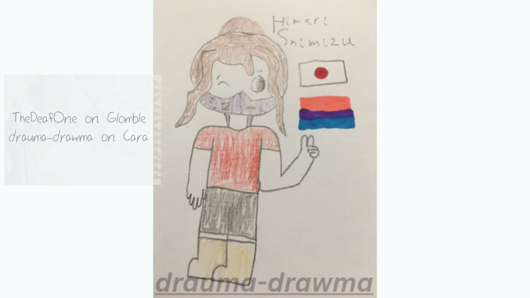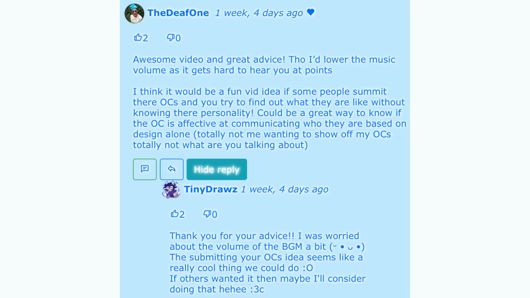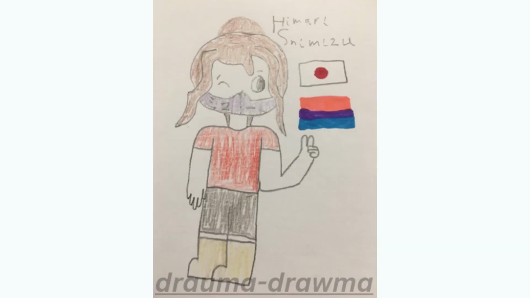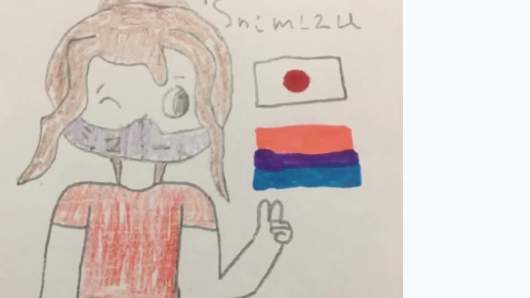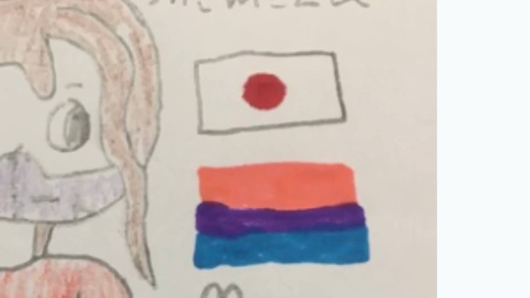This is a character from the Deaf One on Glomble and Drama on Kara, and he uses he/him pronouns. This is the same person who had suggested this fun activity. He had submitted Himari Shizumi, who uses she/her. I really like that she has her ethnicity and sexuality flags. It's really fun to see.